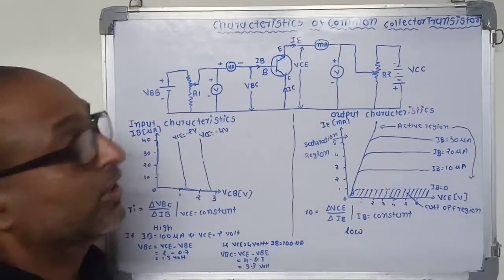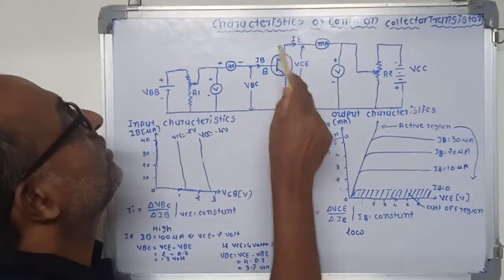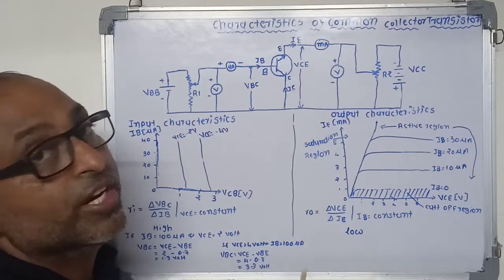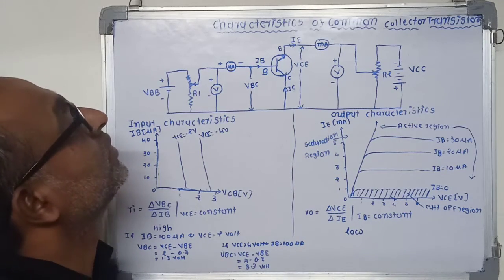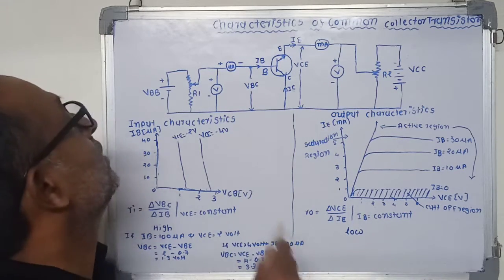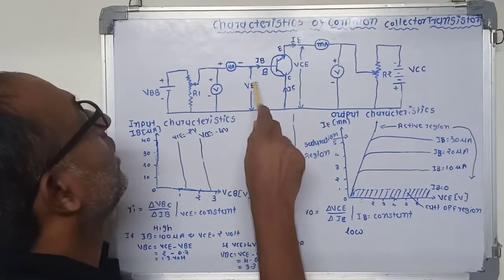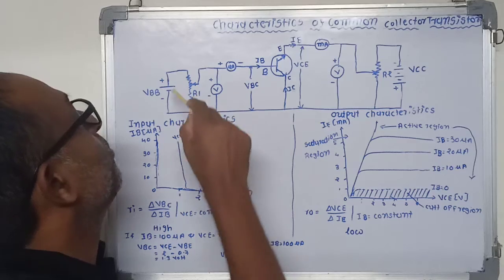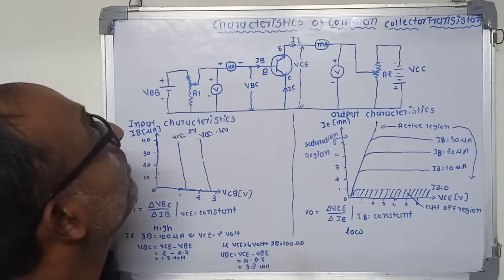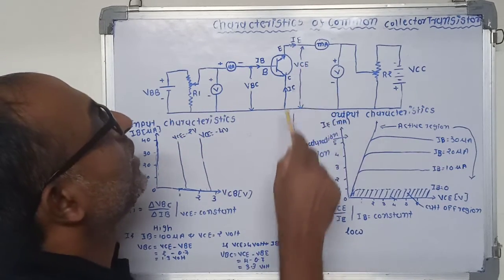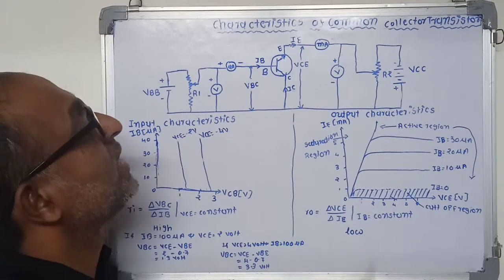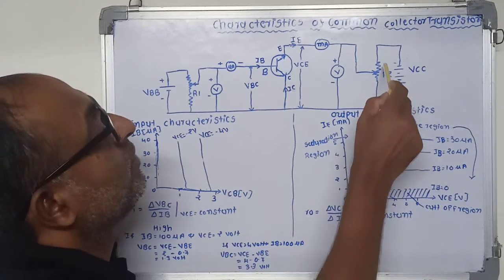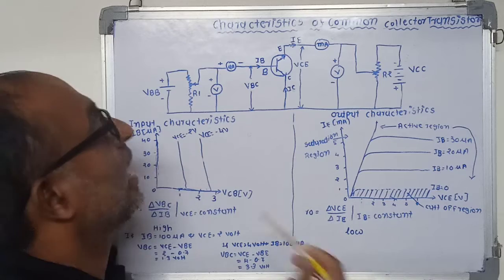Characteristics of common collector transistor. So this is the basic circuit to determine the different characteristics for the common collector transistor. The base collector voltage can be varied by adjusting the potentiometer R1, and similarly the collector emitter voltage can be varied by adjusting the value of potentiometer R2.